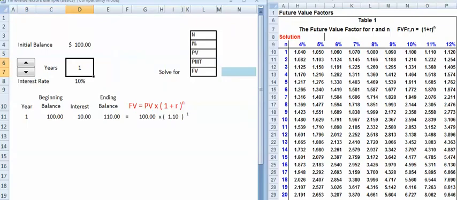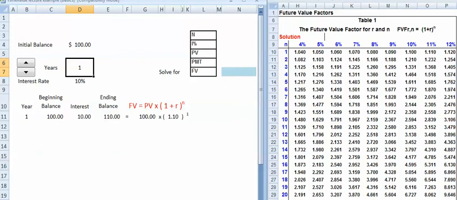Let's look a little more closely at our example. We've got an Excel worksheet here that shows our initial beginning balance of $100. And in the first year at 10% interest, we would earn $10 in interest, giving us that $110 at the end of year 1. Or alternatively, again, we could find the future value by simply multiplying the present value, which in this case was $100, times 1 plus our interest rate to the first power.